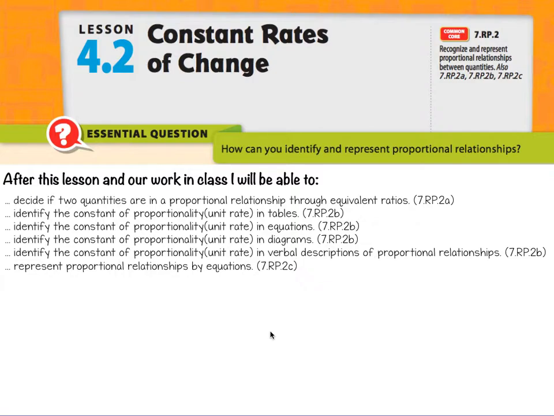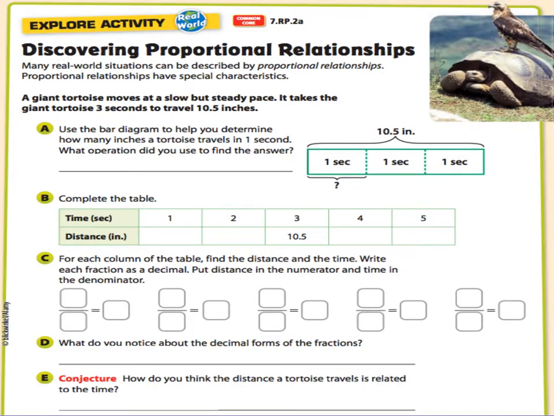We're also going to find them in diagrams and verbal descriptions, and we are going to decide if two quantities are in a proportional relationship through equivalent ratios. And then we're going to use that constant of proportionality to write equations.